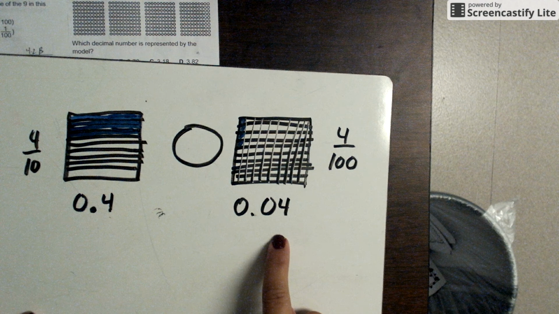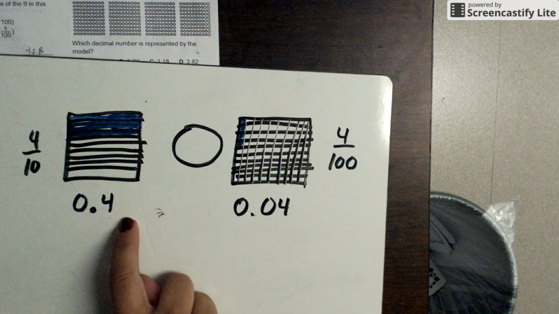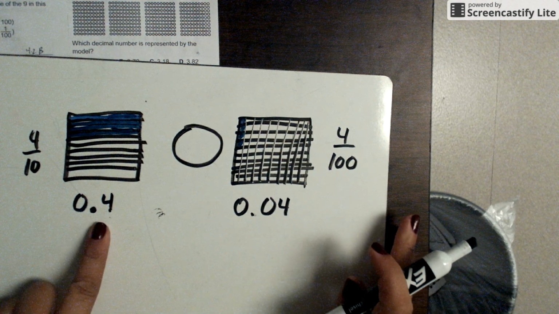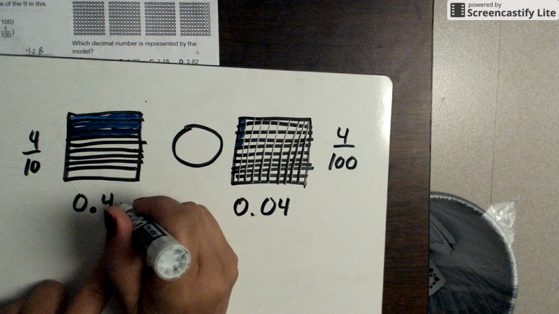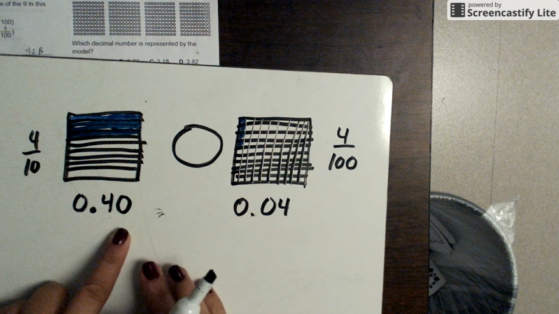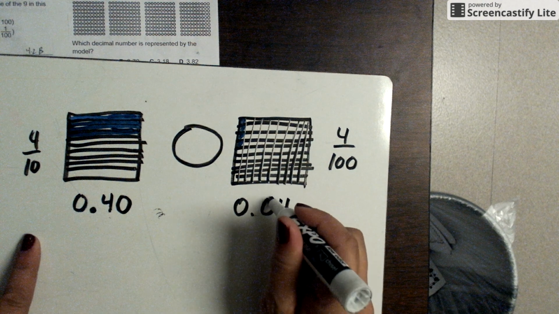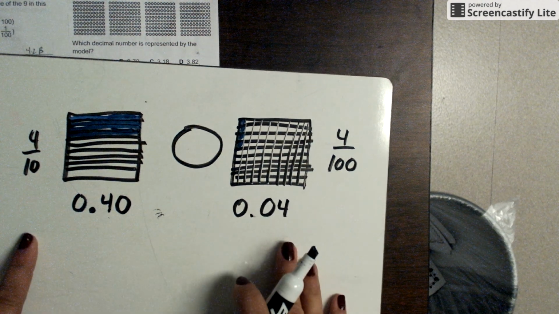Now, a little strategy we talked about in class is if one of the decimals has nothing in the hundredths place, put a 0 there. So I noticed that this decimal, 4/10, doesn't have any hundredths. So I'm going to go ahead and put a 0 there. That way this number is made up of 3 digits and this number is made up of 3 digits, and it makes it a little bit easier to compare.